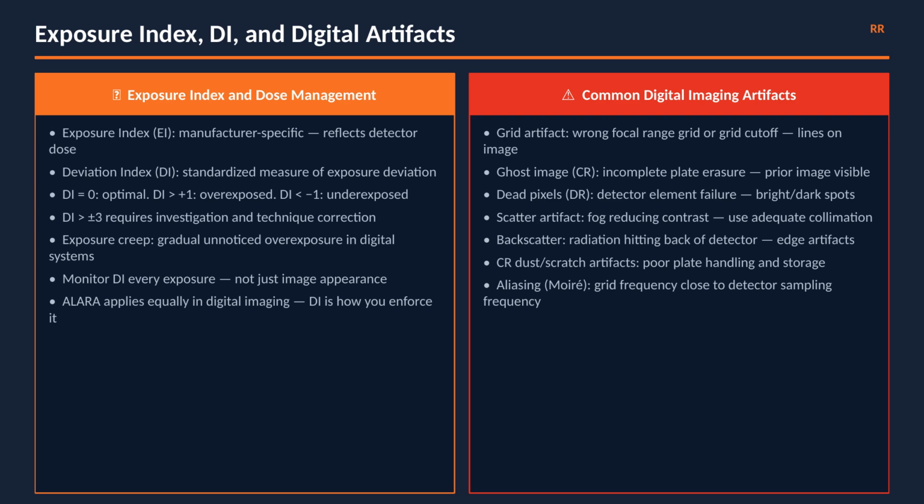Deviation index, DI, is standardized. 0 is optimal. +1 means approximately 25% over target. -1 means 25% under. Beyond +or-3 requires investigation. Monitor DI on every exposure, not just when the image looks off.